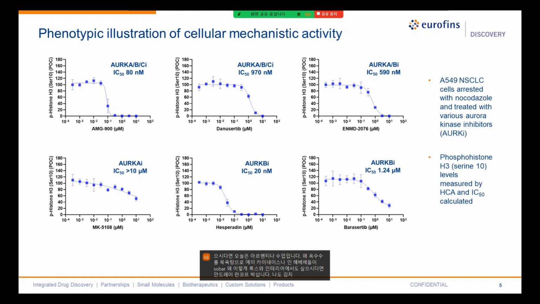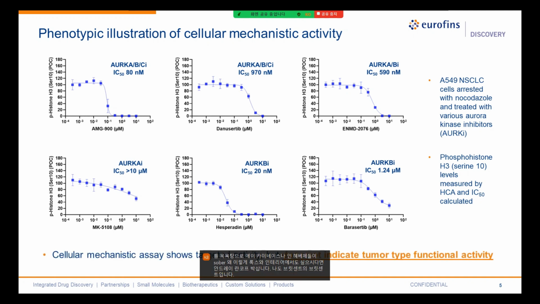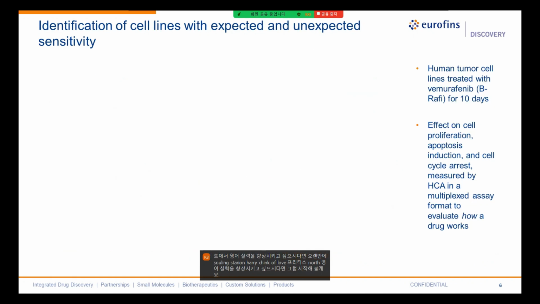Now, the important thing to remember here is that this is a target engagement assay or a mechanistic assay. And so it shows the activity of the agent, of the drug at the target, but it does not give us any indication of the functional activity of that drug in terms of inhibition of tumor cell viability or proliferation, which of course is the ultimate goal for any oncology drug. So we then typically turn to an assay that looks at the effect of drugs from a functional perspective.